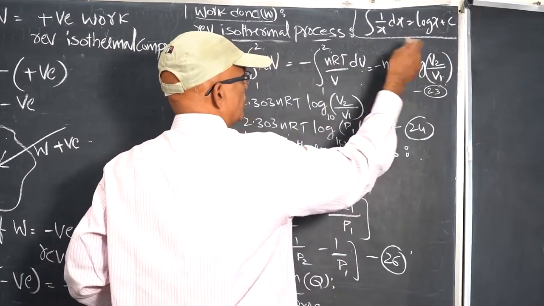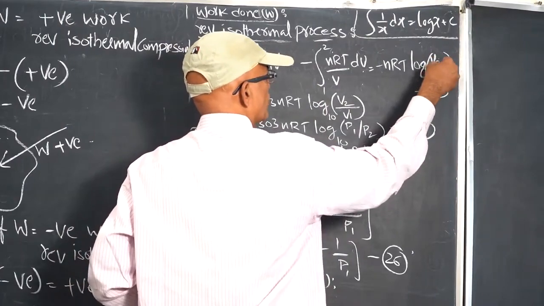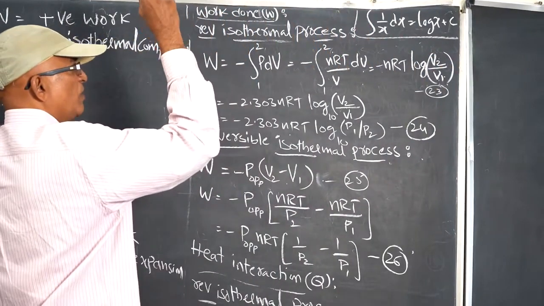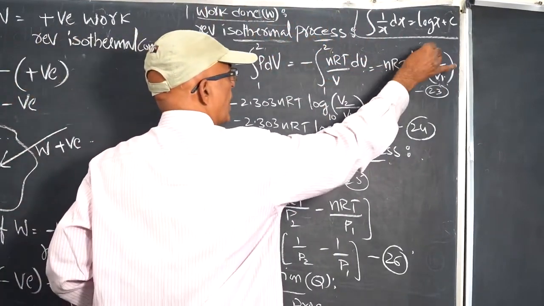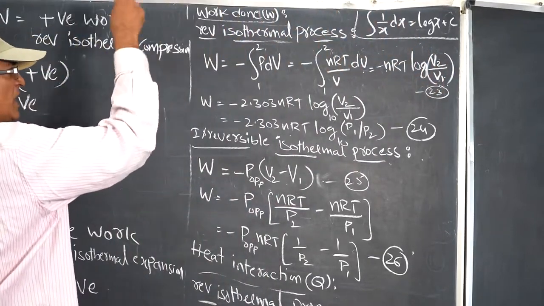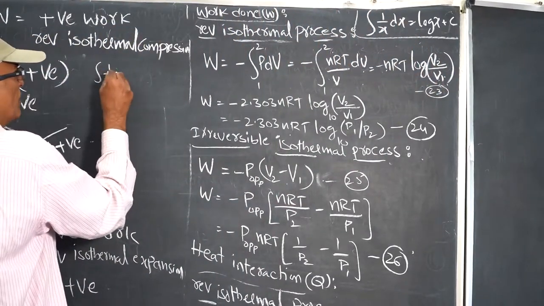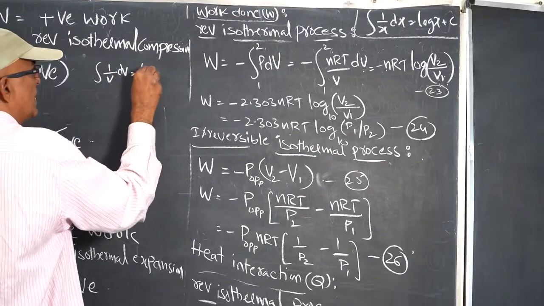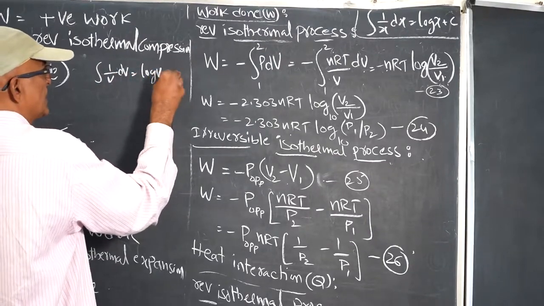Between the limits 1 to 2, you will get log V2 by V1. So, minus nRT into log V2 by V1. The integral of 1 by V dV is log V plus an integration constant.